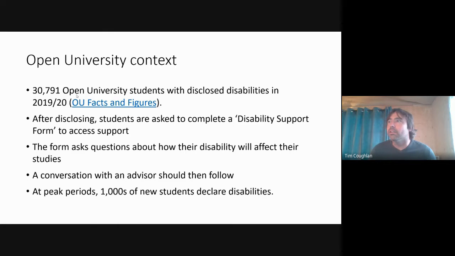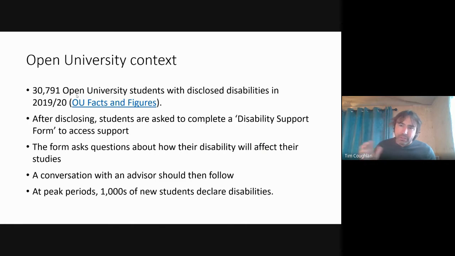We have a process where the student will tick a box during registration or enrollment to say, yes, I want to disclose a disability. So they're asked at that point, and then they're directed to complete a form, which is quite a complicated form, asking them about their study needs, what disabilities they have, what support they think they will need.